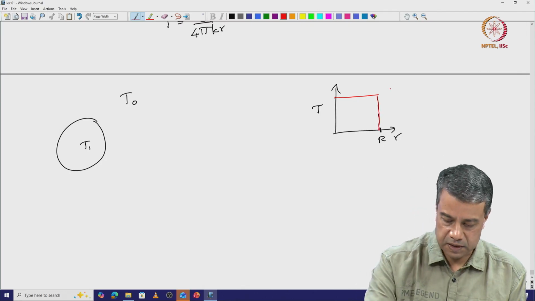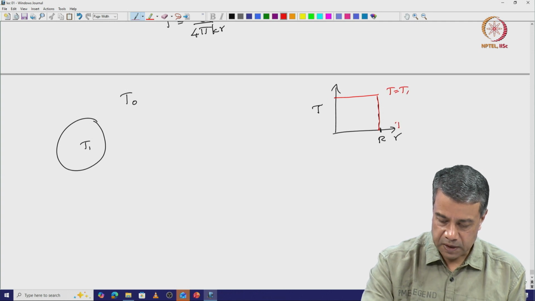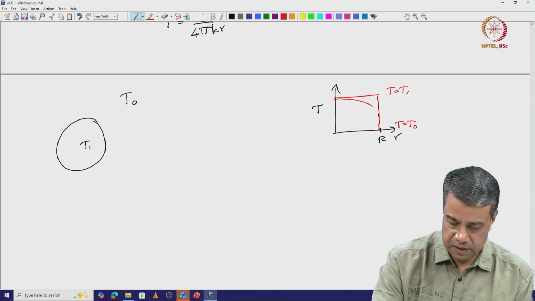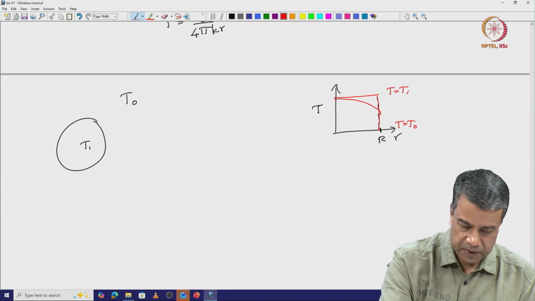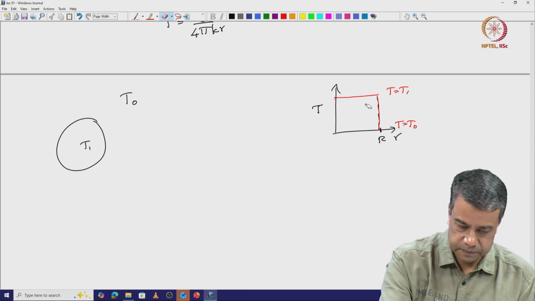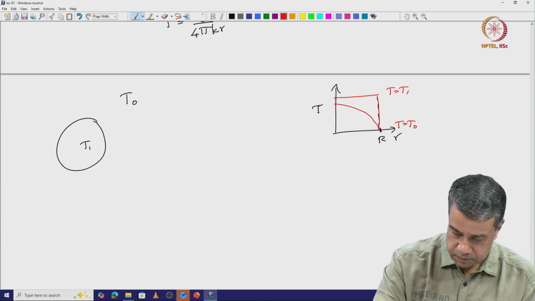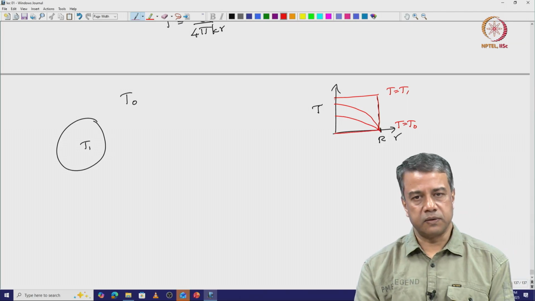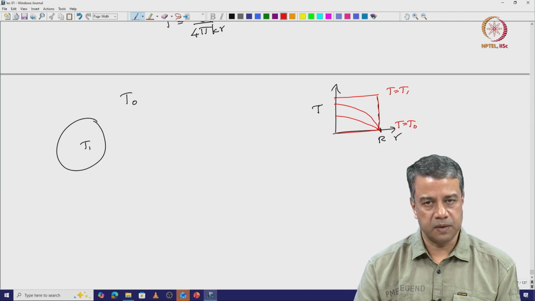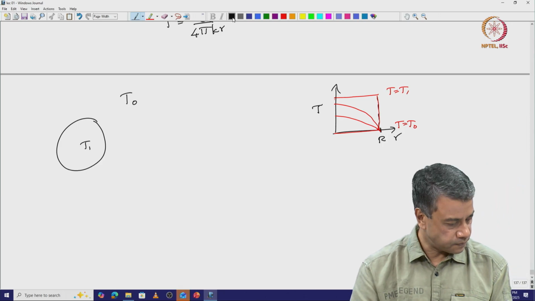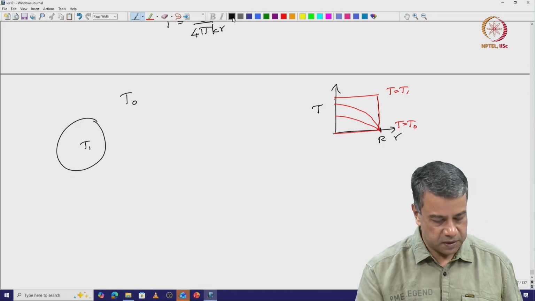So, this is T equals T1, T equals T naught, and as time progresses, because of conduction, the temperature will decrease throughout the sphere, until in the long time limit T is equal to T naught everywhere. In the long time limit the temperature is uniform throughout the sphere. So, how do we solve this problem?